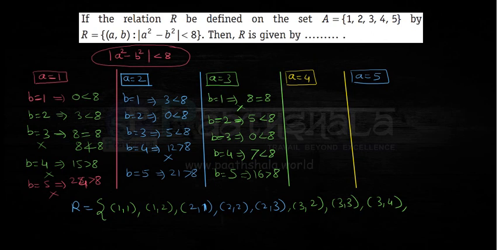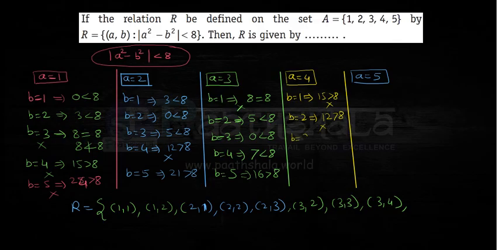Now let's check for A equals 4, B equals 1. So we will get 4 square, 16 minus 1, that is 15, which is greater than 8. Then it is not a valid pair. Let's check for B equals 2. So it is 4 square, 16 minus 2 square, 4. 16 minus 4 is 12, which is also greater than 8. Hence it is not a valid pair.